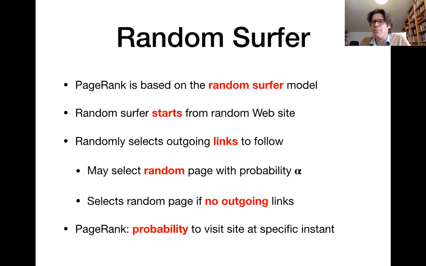And when following this model, the random surfer will come by websites every once in a while. And the idea is that perhaps the important websites that more links are leading to are visited more frequently. So the PageRank is essentially proportional to the probability of being at one specific site at any specific instant in time. So essentially, it's the percentage of your time that you will spend on that site when following the random surfer model.